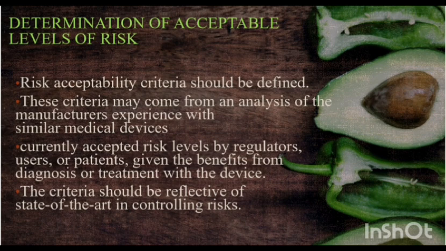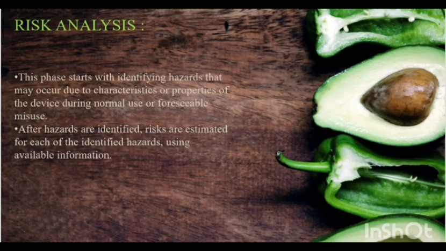And when we move on to the risk analysis, this is the second major important factor. The risk analysis starts with identifying hazards that may occur due to the characteristics or the properties of the device during normal use or foreseeable misuse. So once the hazards have been identified and the risks are estimated, we should make an analysis. This is the second important factor.